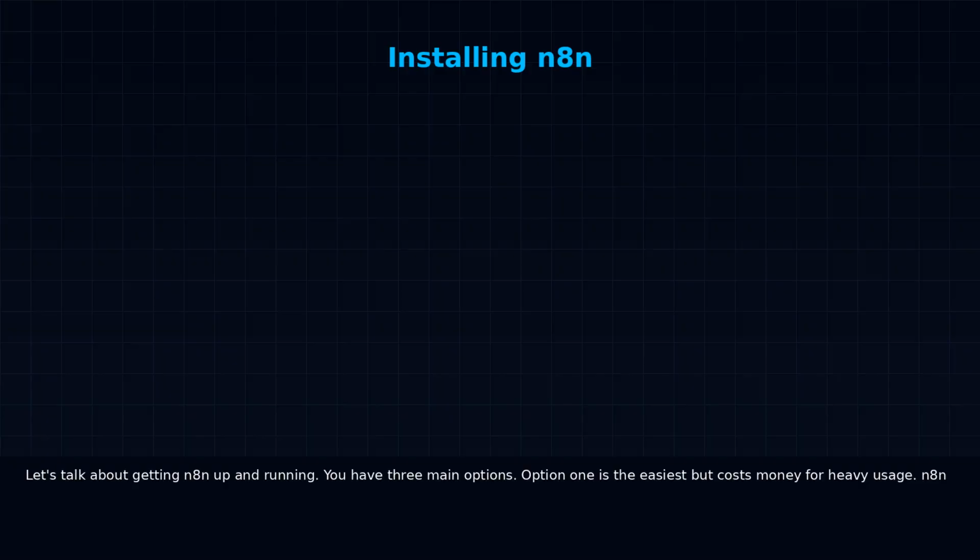Let's talk about getting n8n up and running. You have three main options. Option 1 is the easiest but costs money for heavy usage: n8n Cloud. You just sign up at n8n.io, pick a plan, and everything is hosted for you. The free tier gives you a limited number of workflow executions per month, which is fine for testing. If you want simplicity and do not want to deal with servers, this is the way to go.